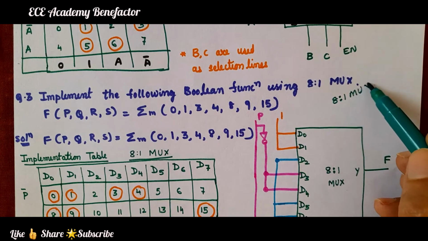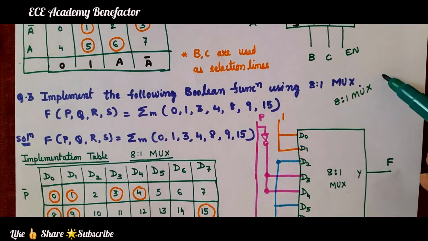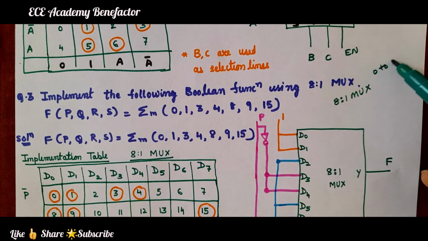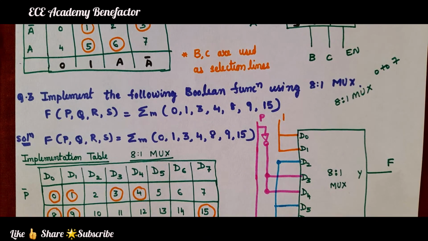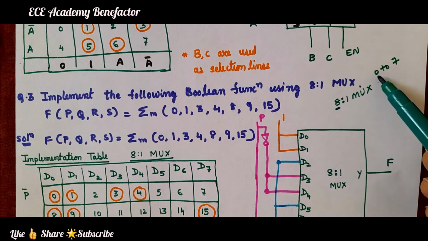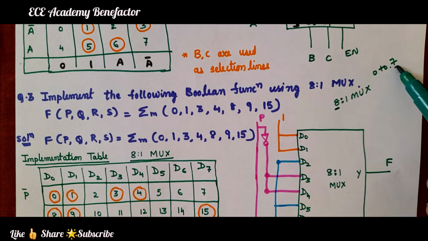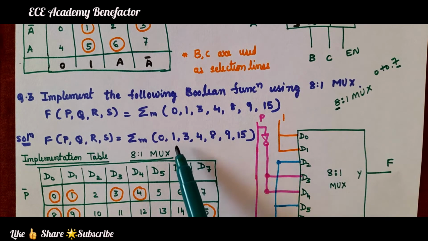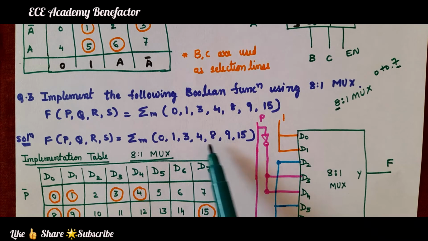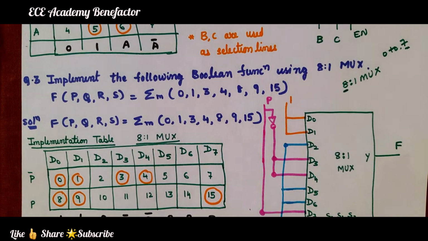8:1 mux. It means 8 inputs are to be there. 8 inputs means it will start from 0 to 7. So 8 inputs will start from D0, D1, D2, D3, D4, D5, D6, D7. But here the list of minterms are greater than 7. So definitely here we have to go by the implementation table method.